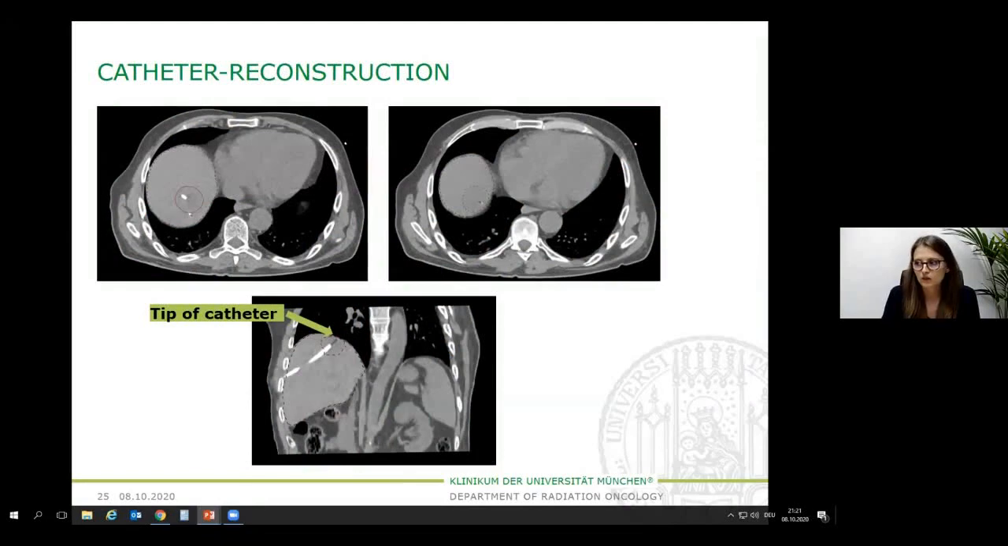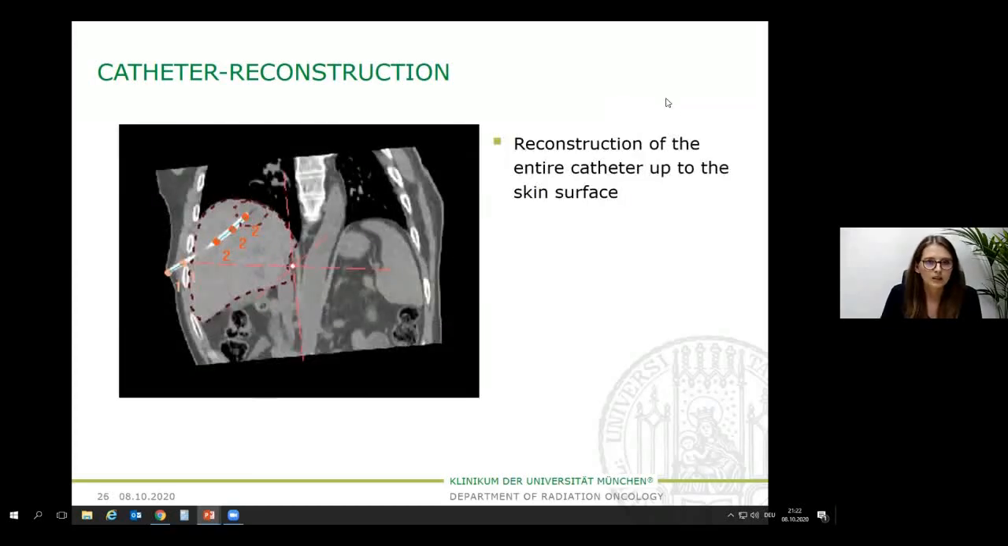Then the patient is transferred to the radiotherapy department, and we in physics do the catheter reconstruction. Our catheters have a radio-opaque tip, which is very good, so on the CT you can see the tip. And you see already in this image, this lesion was in the liver dome, so you have to do a very angulated catheter insertion to avoid the surrounding lung. That's already very tricky if you're not an expert in doing this, to do such angulated implants. We then reconstruct the entire catheter up to the skin surface, as you can see in this image.